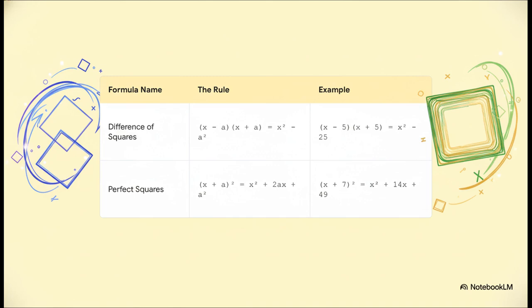Look, instead of doing all that multiplying, you just plug into the formula. For example, with perfect squares, if you have x plus 7 squared, you just go x squared plus 2 times x times 7 plus 7 squared. Clean that up and bam, x squared plus 14x plus 49. So much faster.